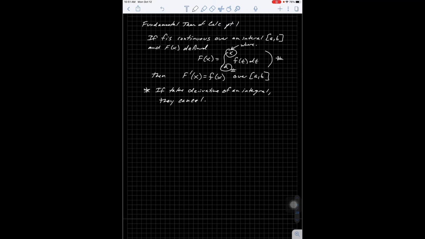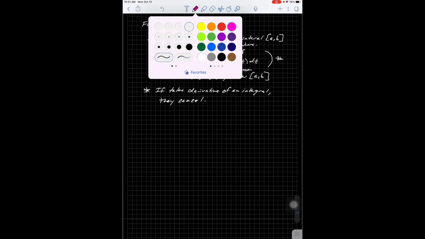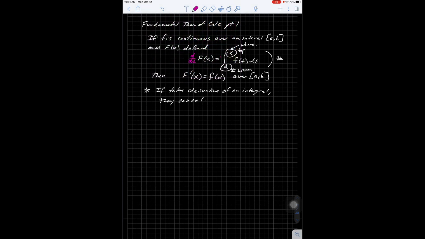And it has to be in this order. The x has to be on the top and the number has to be on the bottom for this to work. And what happens is that if you take the derivative of each side of this equation, then these guys cancel out basically, and it's just the function wherever you are evaluated at x. Okay? So what we're gearing up to say is that the derivative and the integral cancel each other. They are inverse functions. Okay?